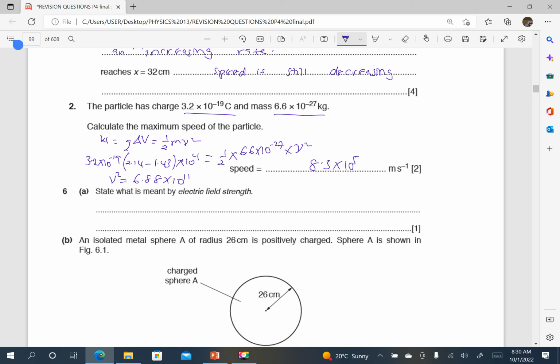State what is meant by electric field strength. Remember, it is the force per unit charge acting on a positive charge. The force per unit charge acting on a positive charge. Or you can simply say the force per unit positive charge, because you must refer to a positive charge. That is electric field strength.